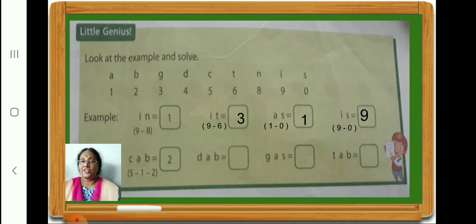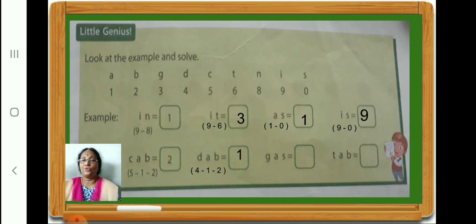Okay, first let us do DAB. So value of D is 4, value of A is 1, value of B is 2. Therefore let us write 4 minus 1 minus 2. Children, 4 minus 1 is 3, 3 minus 2 is 1. So let us write the answer 1.